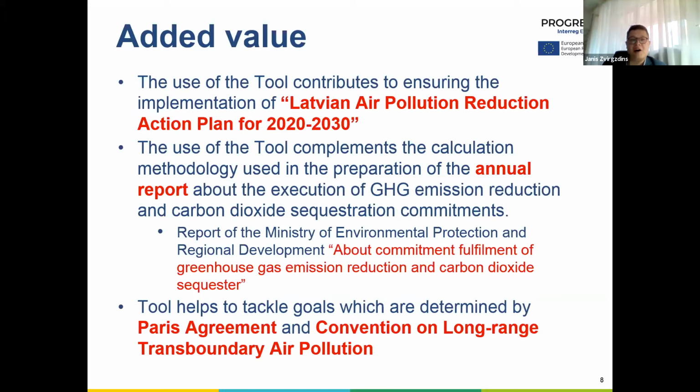A little bit about the added value. This tool also contributes to ensuring the implementation of the Latvian air pollution reduction action plan for 2020 to 2030. The use of the tool complements the calculation methodology used in the preparation of the annual report about the execution of the greenhouse gas emission reduction and carbon dioxide sequestration commitments. And this report, here you can see, is about commitment fulfillment of greenhouse gas emission reduction and carbon dioxide sequestration, and it is developed by the Ministry of Environmental Protection and Regional Development of the Republic of Latvia.